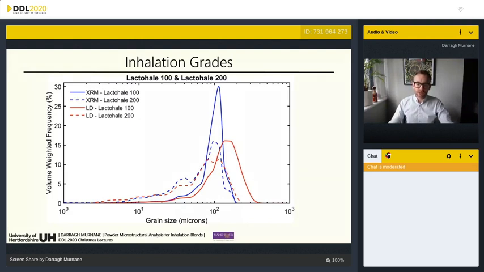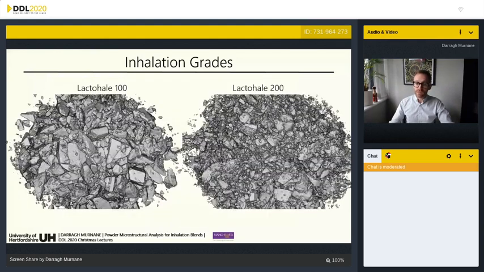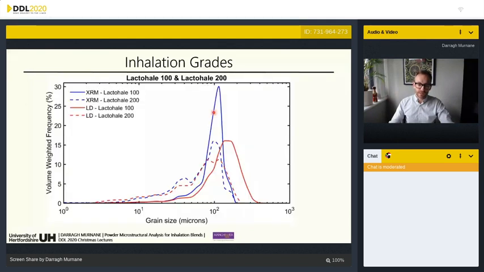And we can see these typical particle size distributions such as we're used to looking at from laser diffraction, and we can clearly see the difference between here the X-ray microscopy images of lactose 100 and the particle size distribution versus lactose 200. So if we look again at the qualitative level, we can see that it looks as if there's lots of fine particles in lactose 200 in comparison to lactose 100. And we can also see that in these particle size distributions.